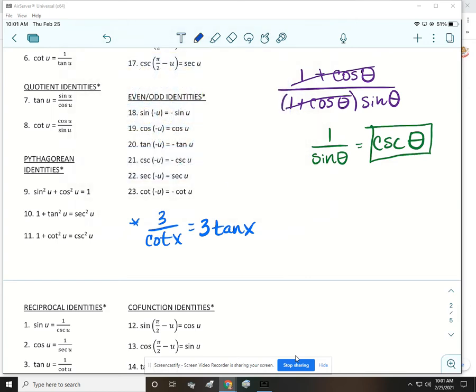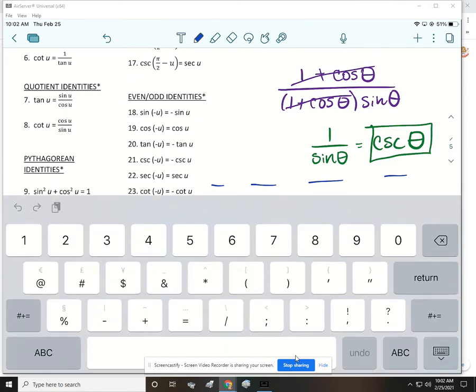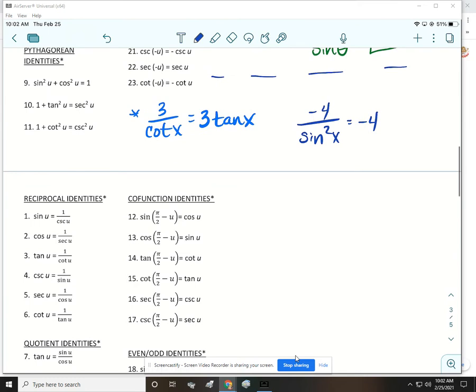All right. Also, if we have negative 4 over sine squared of x, we can use the reciprocal identity when there's a negative 4 up there, but it's going to be negative 4, and then the reciprocal of sine squared is going to be cosecant squared of x. Okay, so that might come up in this assignment or the next few days.